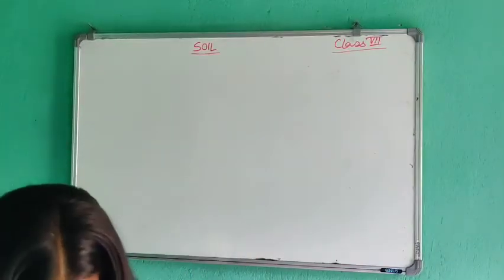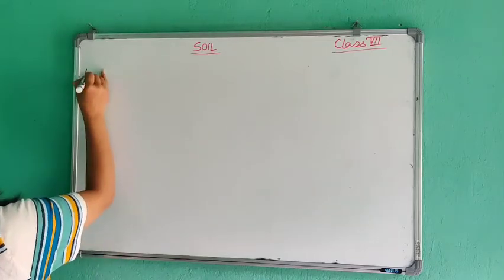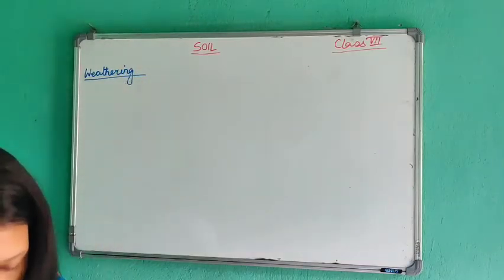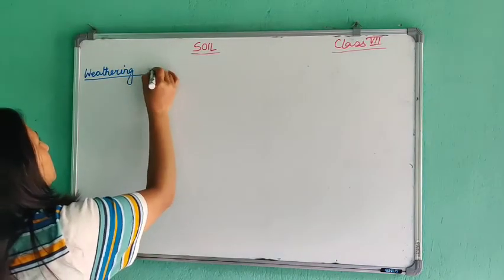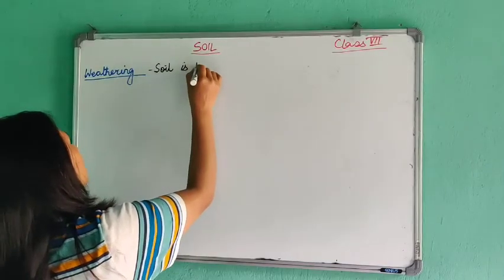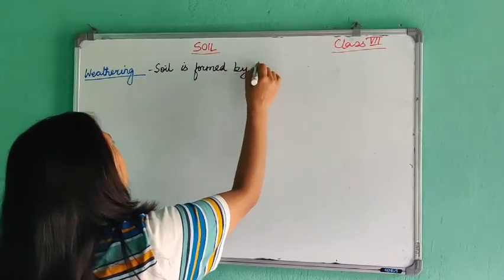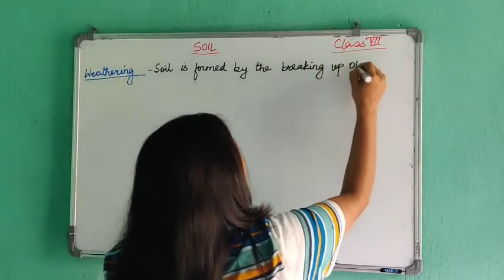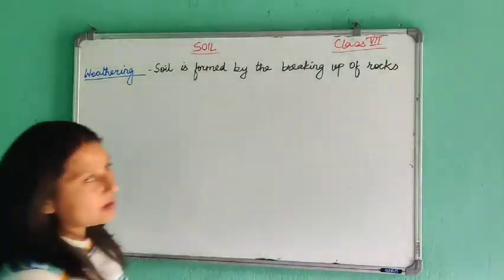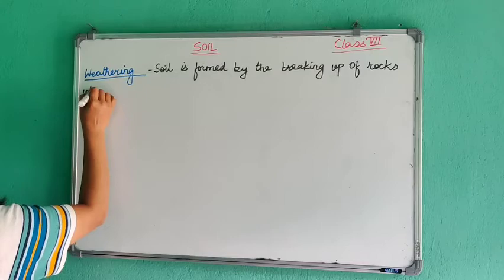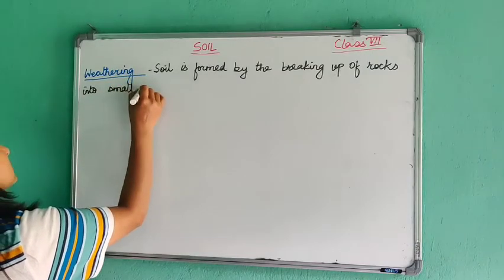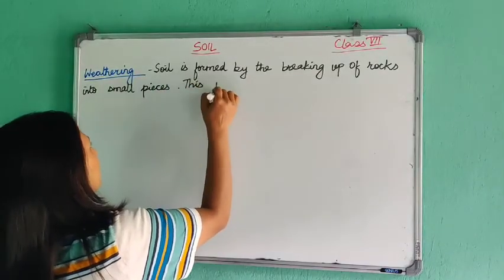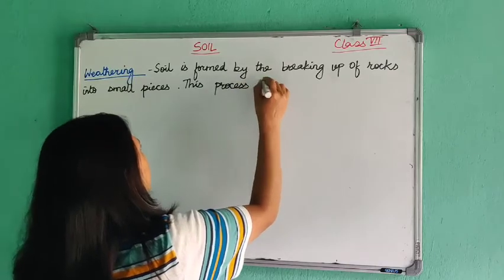Okay, weathering. Soil is formed by the breaking up of rocks. ढुङ्गा फुटेर soil चाहिँ बनिन्छ into small pieces. Okay, when rocks are broken into small pieces, this is called weathering. यसलाई चाहिँ भनिन्छ weathering. Process is known as weathering.